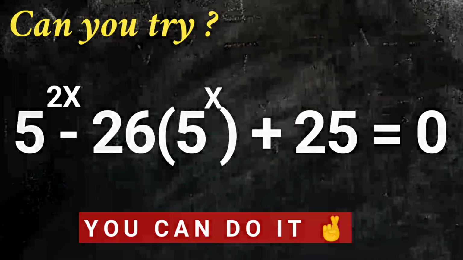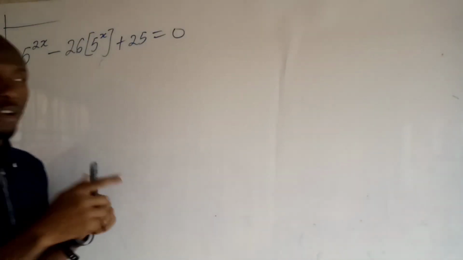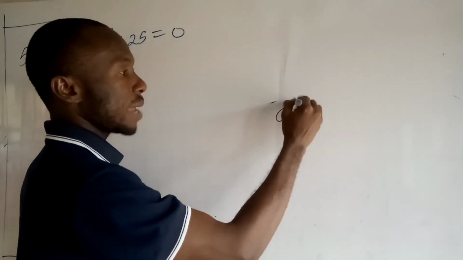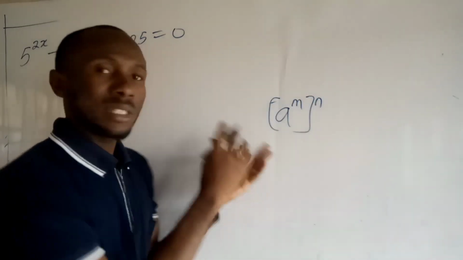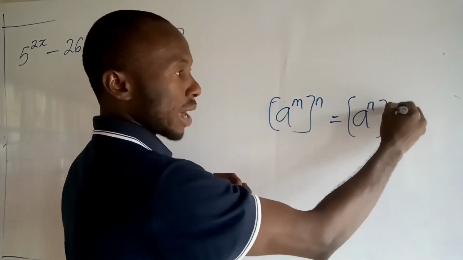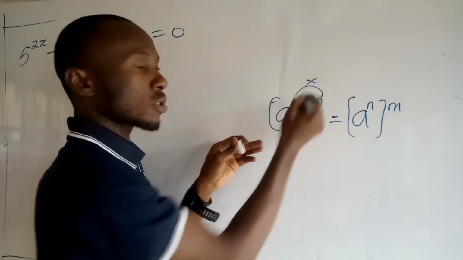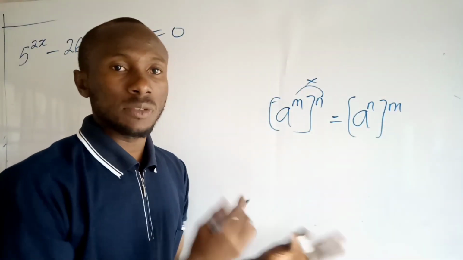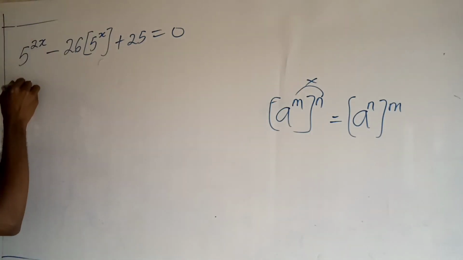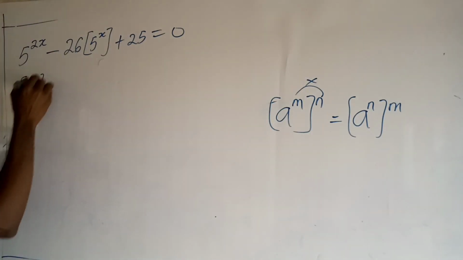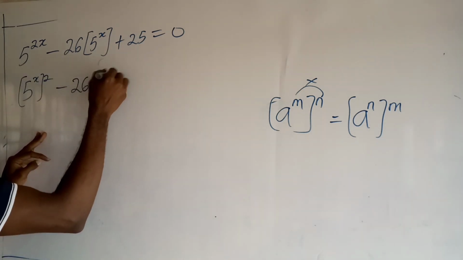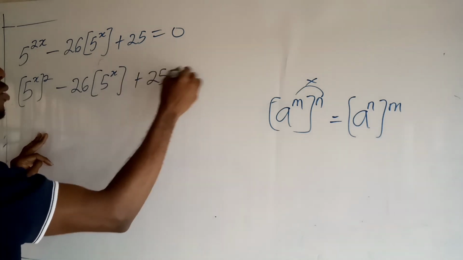Alright viewers, it is very clear that I can remember the law of indices that says if I have a to the power n all to the power m, this can also be written as a to the power m all to the power n. You can interchange these because multiplication is commutative, so you can swap the powers. So that's what I'm going to do right here. So I'll have 5 to the power x all to the power 2, minus 26 times 5 to the power x, plus 25 is equal to 0.